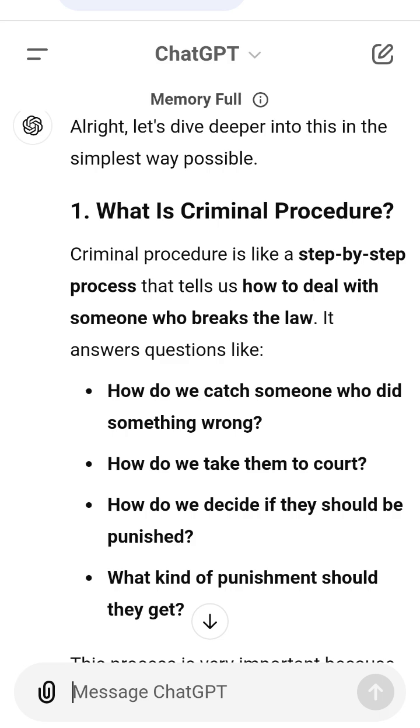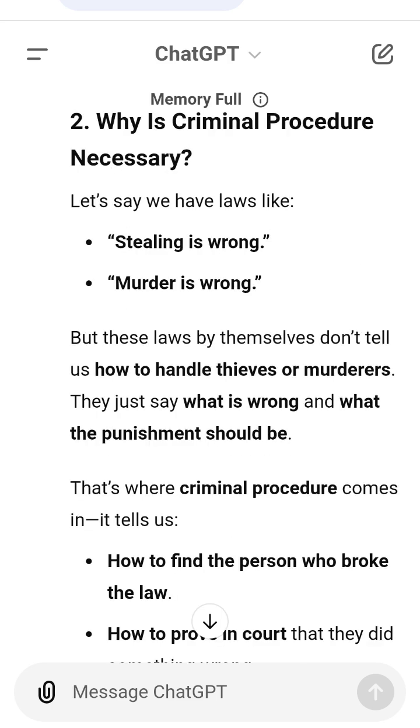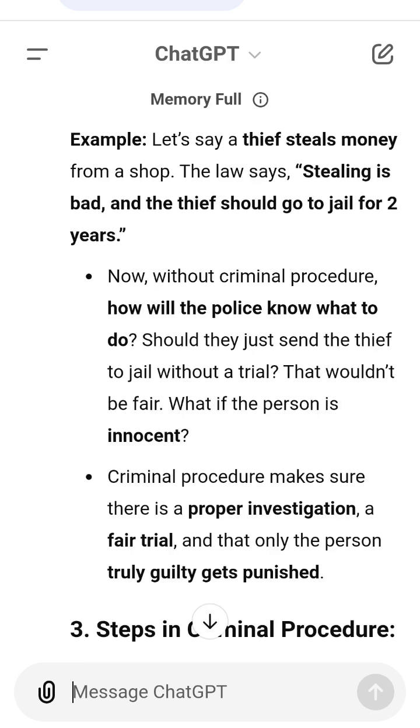Why all these steps are important. Without these steps, the law would be unfair. Innocent people might be punished, or guilty people might escape justice. The rules of criminal procedure make sure that the right person gets punished and they get a fair chance to defend themselves.